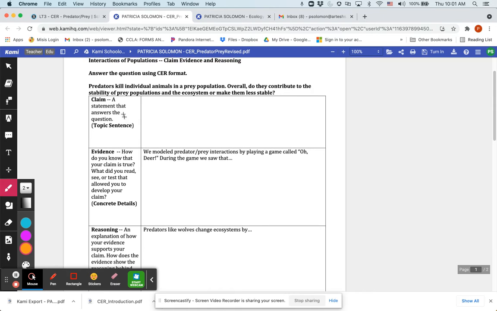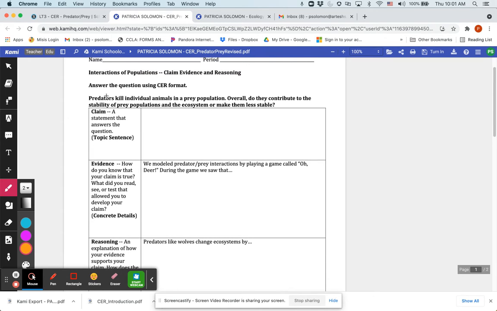So, the question on this prompt is: predators kill individual animals in a prey population. Overall, do they contribute to the stability of the prey population and the ecosystem, or do they make them less stable?